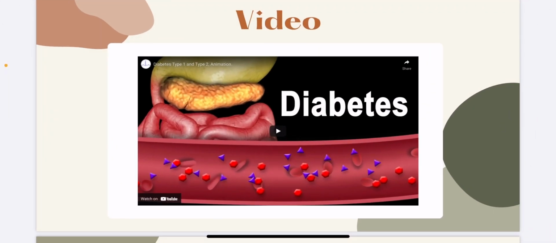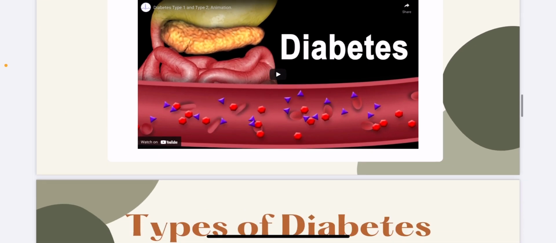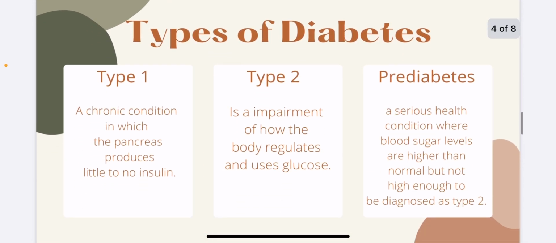Alright, so that is the video that explains diabetes for us. I'm going to go a little bit more into depth for us. So we're going to go over the 3 different types of diabetes that we're going to talk about today. So type 1 is a chronic condition in which the pancreas produces little to no insulin. So this can definitely be a problem. And this can impact the patient's ability to do occupations in many different ways. And we will talk more in depth on that later in the PowerPoint.